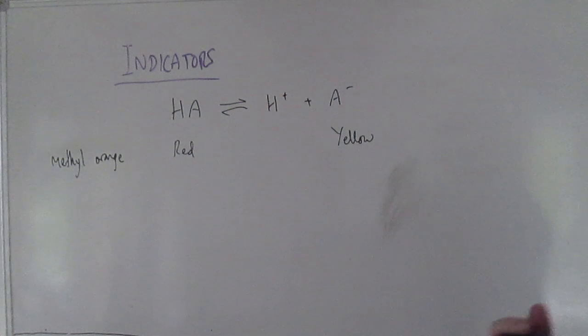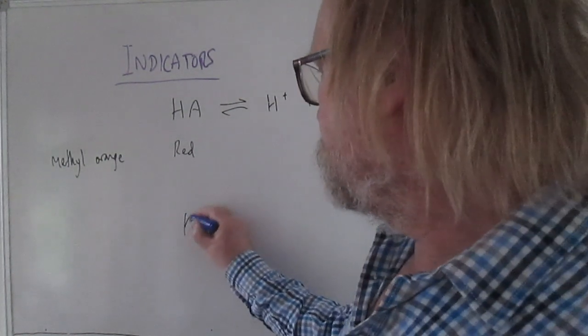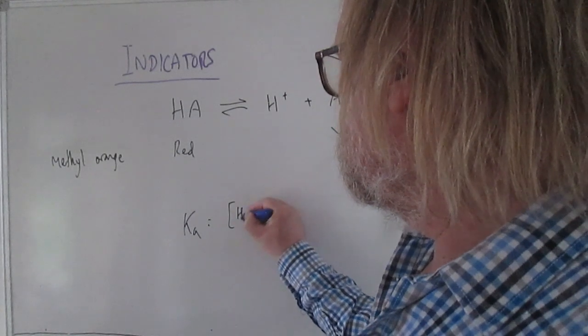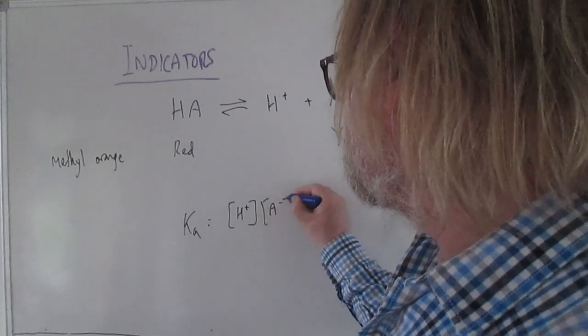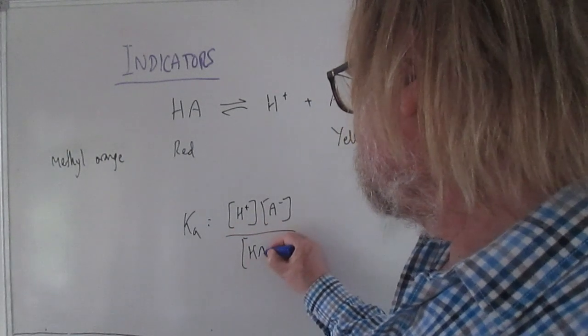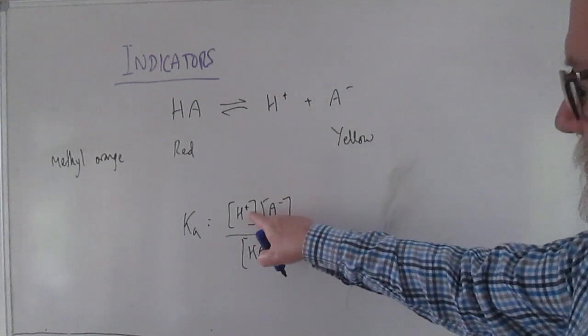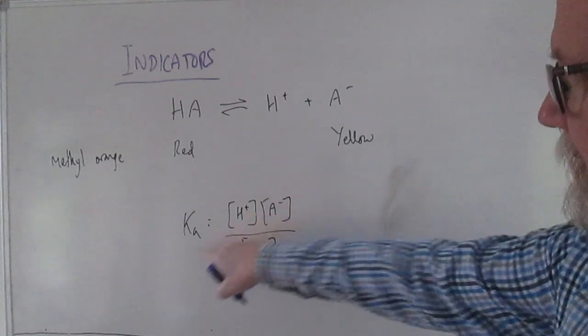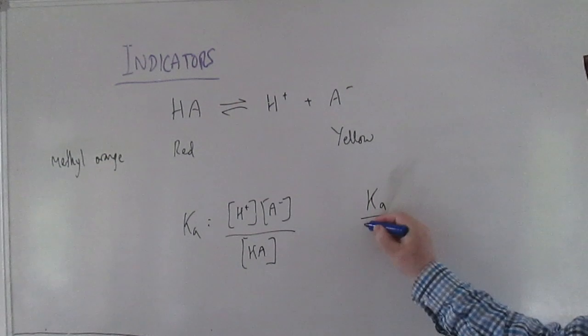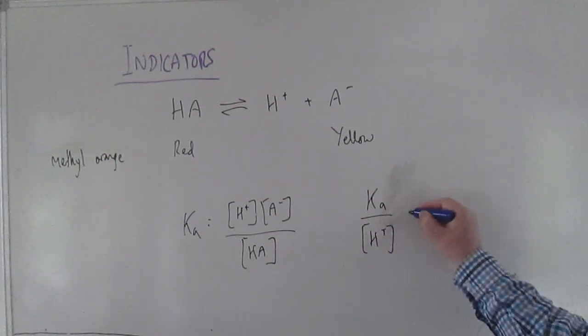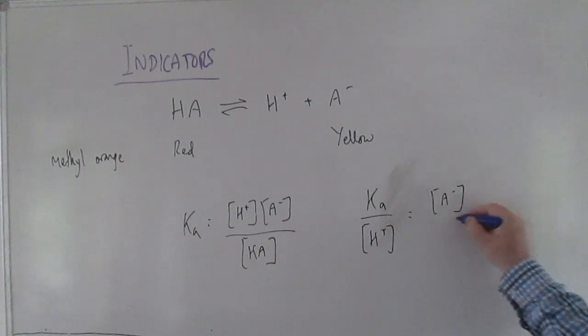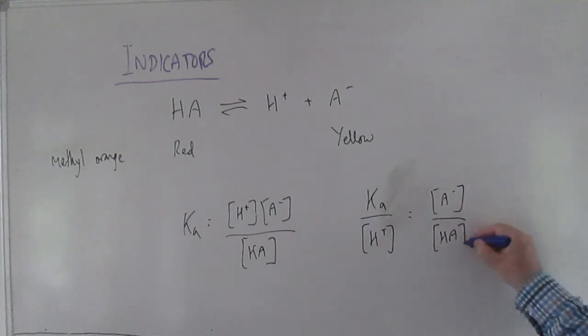So that's the sort of qualitative principle, but we can also think about that in a quantitative way using the Ka. So if we write Ka is equal to H+ times A- over HA, okay, standard Ka definition, we can rearrange that in a helpful way if we just divide both sides by the H+ concentration. So we get Ka over H+ is equal to A- over HA.